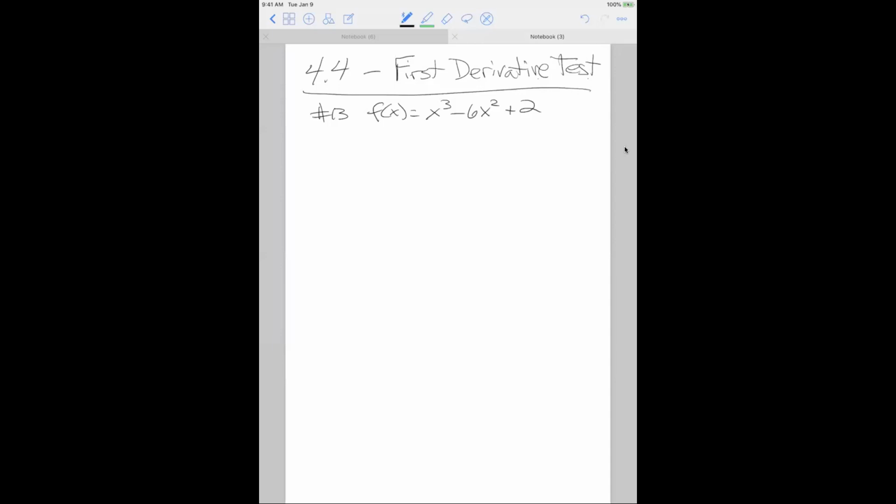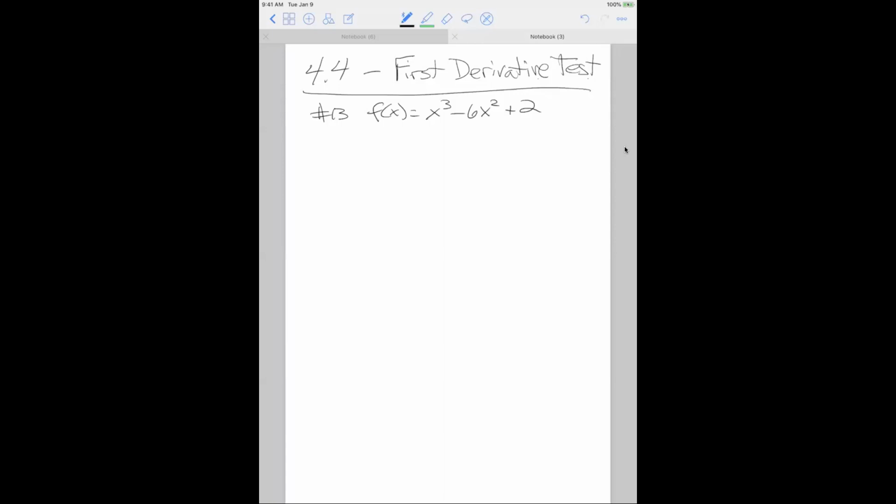Right now, I want to do from section 4.4, problem number 13, which is f of x equals x to the third minus 6x squared plus 2. We're running the first derivative test. So what we're trying to do is find whether the local extrema are maxes or mins. In order to do that, we need to determine, first of all, what the critical points are. So part of the situation is to take the first derivative, set it equal to 0, and find out where our critical points are.